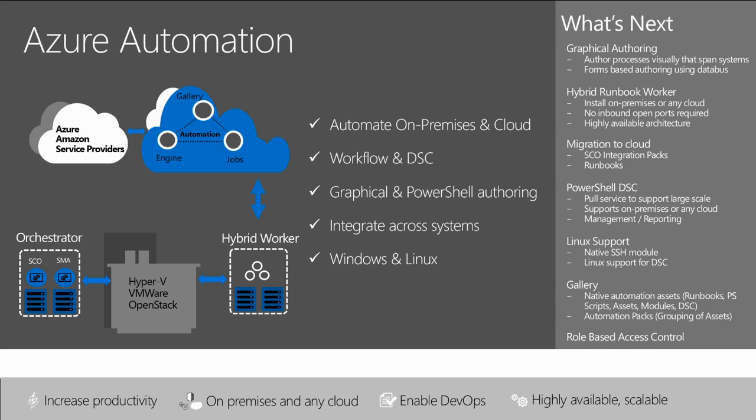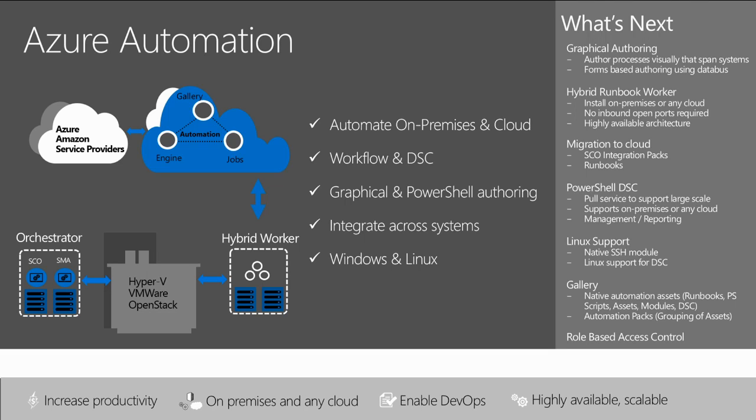So we showed you some of the new features here: graphical authoring, hybrid runbook worker, and webhooks. We also mentioned we have a migration story. If you have Orchestrator runbooks and you want to bring those forward, we're going to make it very easy for you to do that with our migration tools. So your existing investments are going to just easily move forward there.